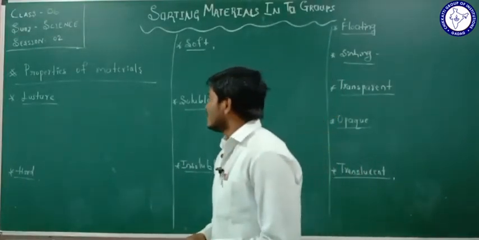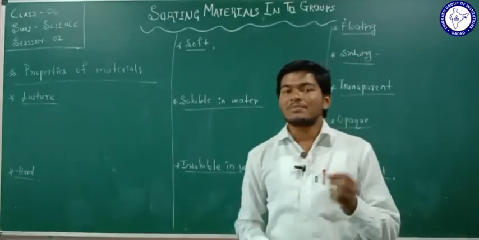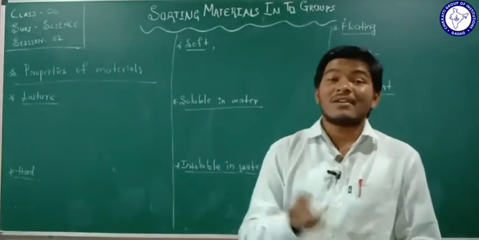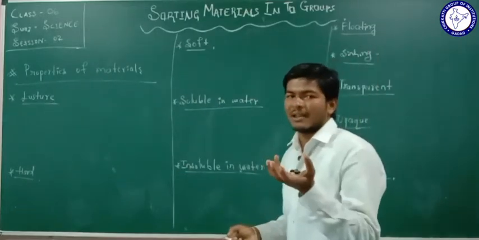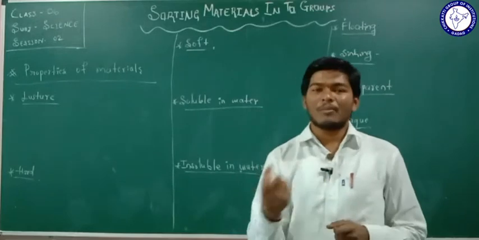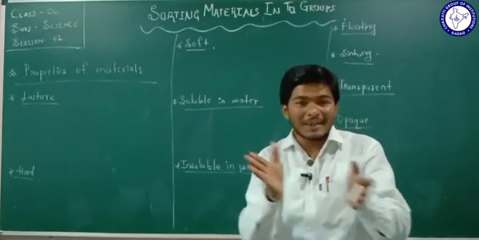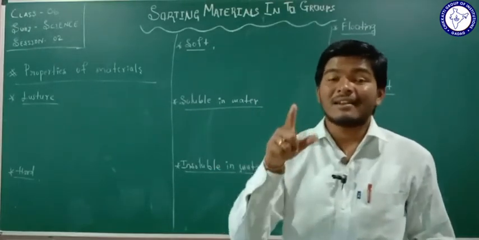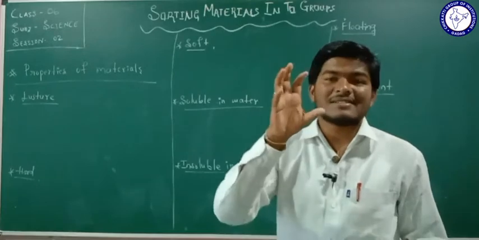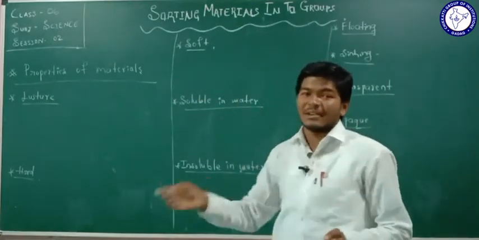In the last session, under the chapter of sorting materials into groups, we grouped some of the materials based on what they are made of, isn't it? We are going to group the materials based on their physical properties, like physical characteristics. We are going to make groups with the help of their character, like their shape.